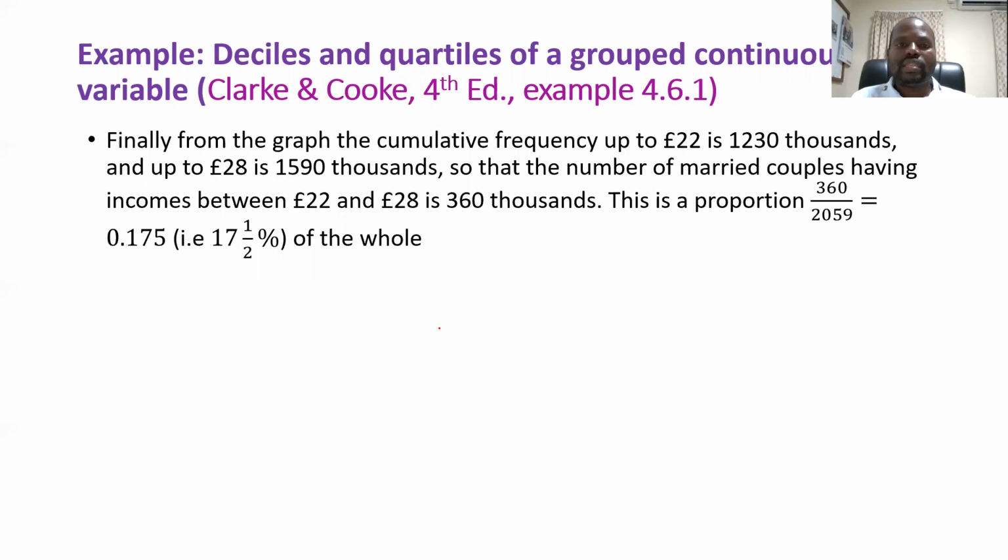So that is the number of those having incomes between 22 and 28. The proportion is 360, those who have income between this and that, divided by the total, which is 0.175, which is about 17.5% of the whole. So this is how you can use a cumulative curve to calculate different quantities that you are asked to.